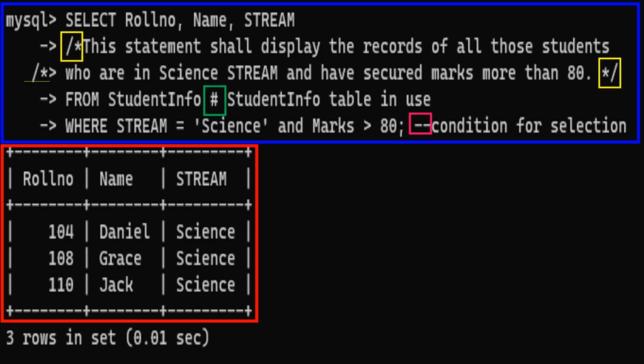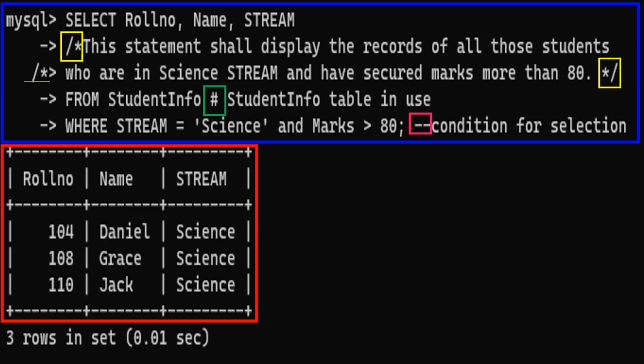Now come to the fourth line. From student info, hashtag, student info table in use. Hashtag is in green box, given for your reference. Hashtag is used to display users' information. This text cannot extend to a new line and ends with a line break.